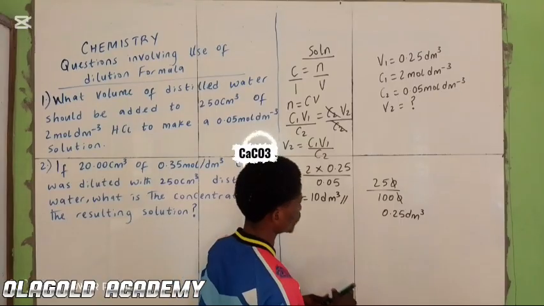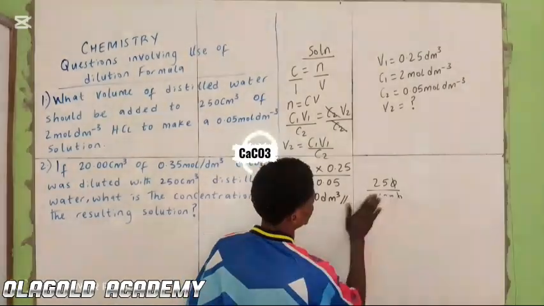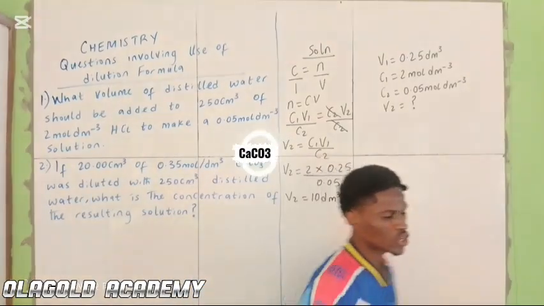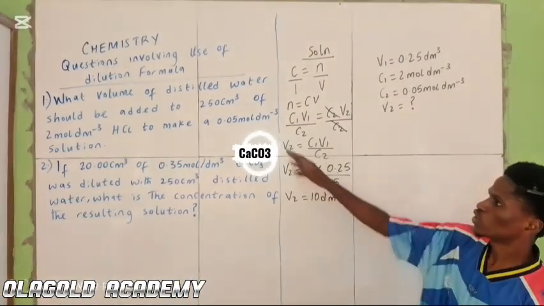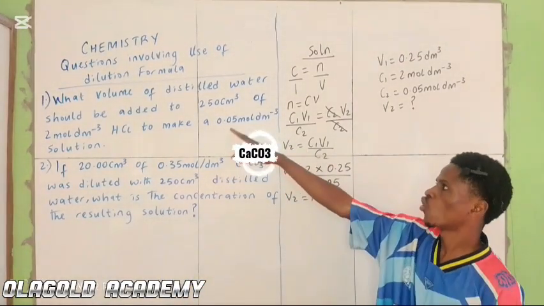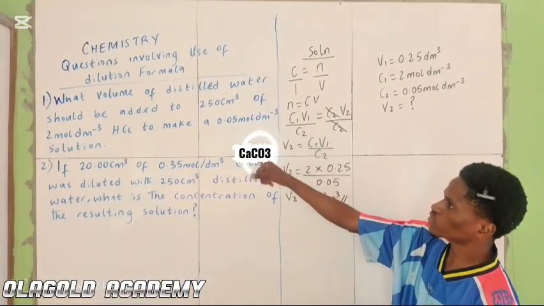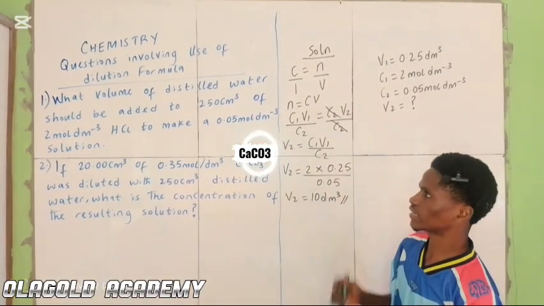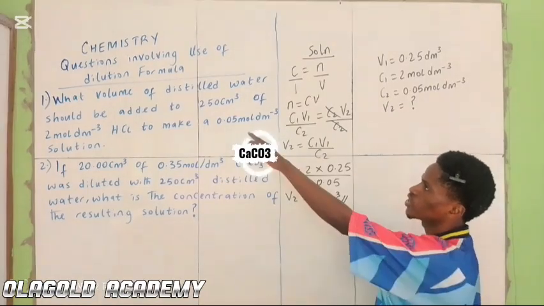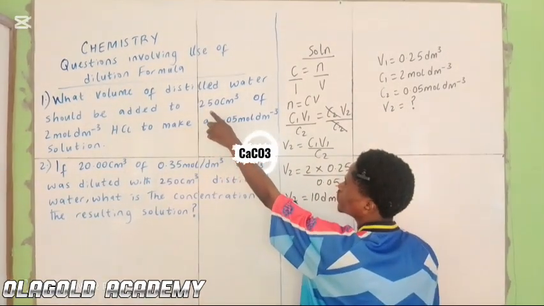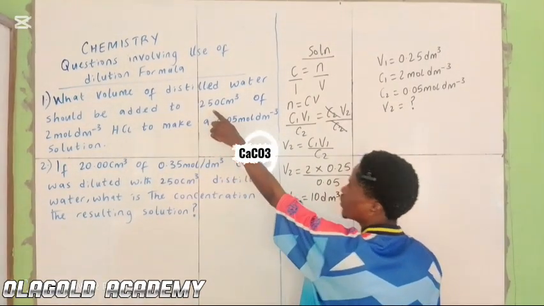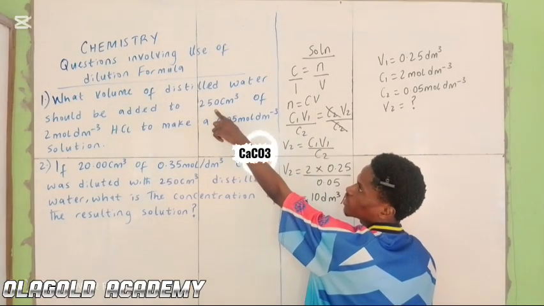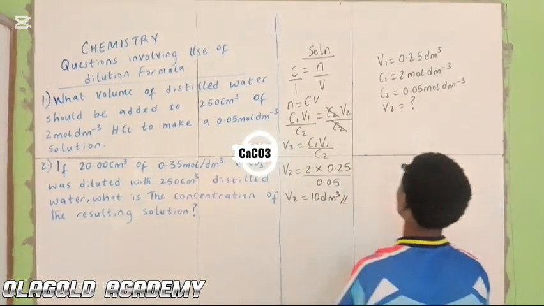dm³. So we have this. We have this as our answer. But let's not forget, we're not stopping here. The question says that what volume of distilled water should be added? Should be added to 250 cm³. Remember, 250 cm³ is what? 0.25 dm³.